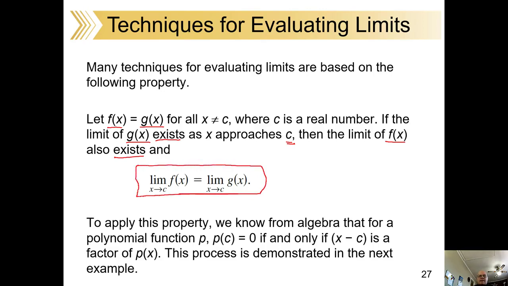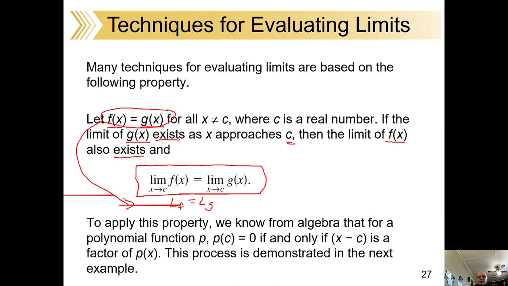If f of x equals g of x, then their limits are going to be the same. In other words, if f of x equals g of x, then their limits are going to be the same. And if it's a polynomial, just put that value c in for the x's and do the calculations.